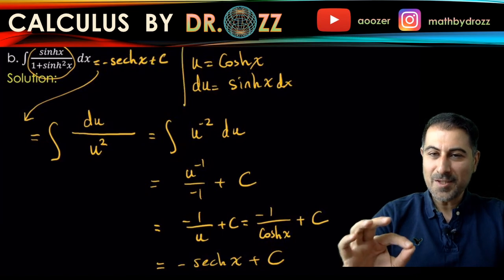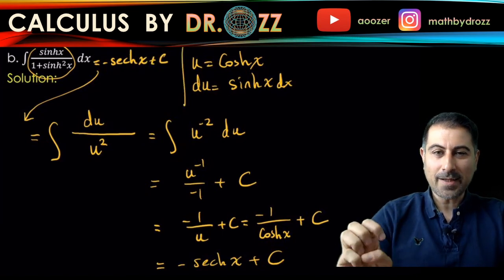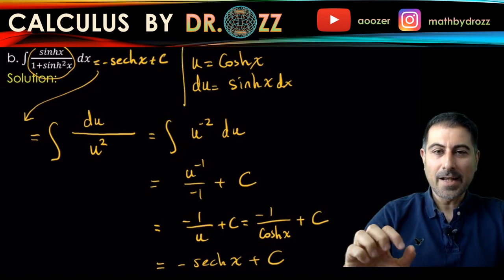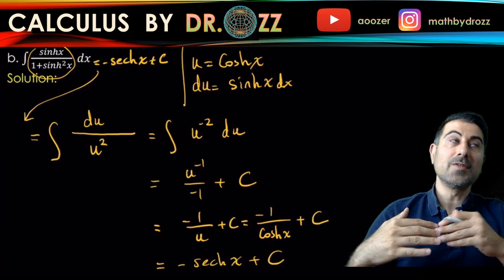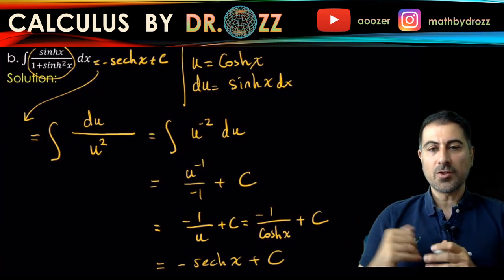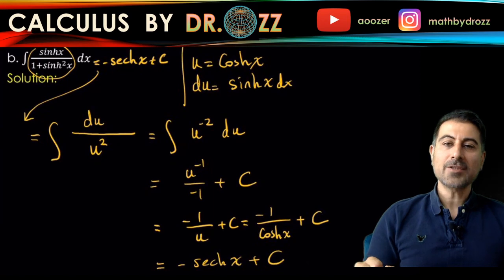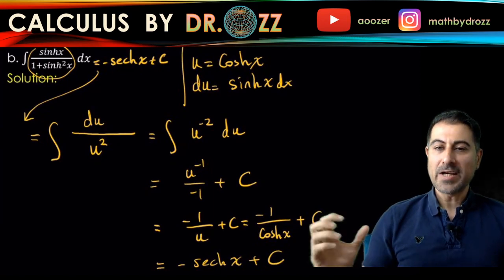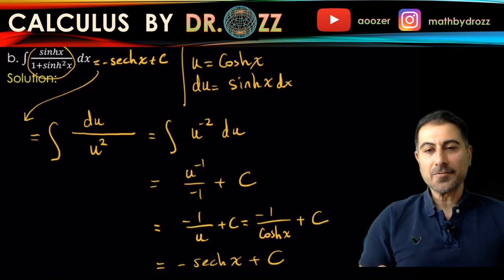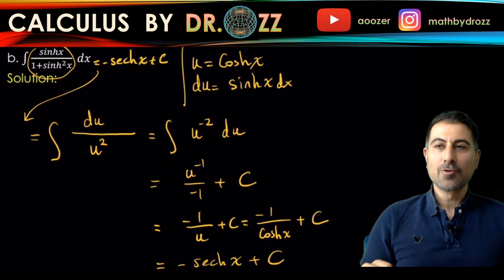And remember, we used the power of hyperbolic identities here, not just to decide what to call u, but also to simplify the bottom of the fraction. So make sure that you have a good grip of the hyperbolic identities towards simplifying the integrands.